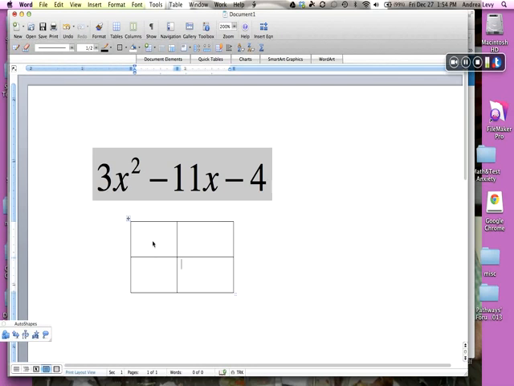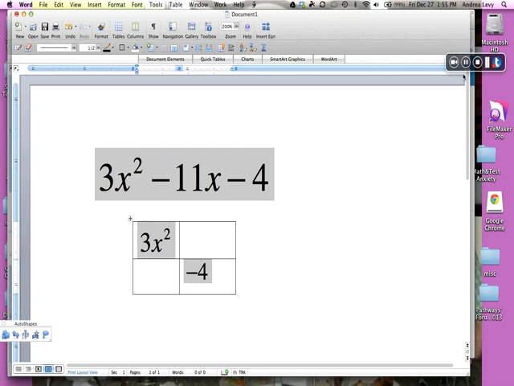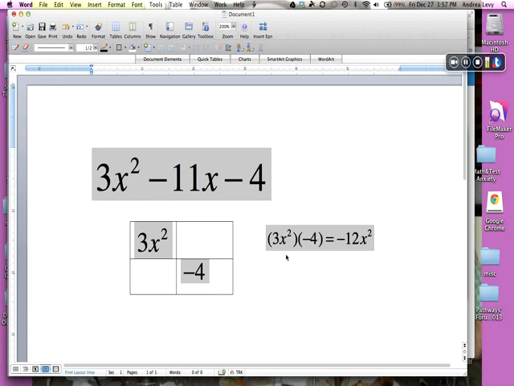In the upper left-hand corner, you're going to put the first term of your polynomial. And in the bottom right-hand corner, we're going to put the last term of the polynomial. And now we're going to take those two terms and multiply them together. So 3x squared times negative 4 gives us a negative 12x squared. Now we want to factor this negative 12x squared to find all the possible combinations.